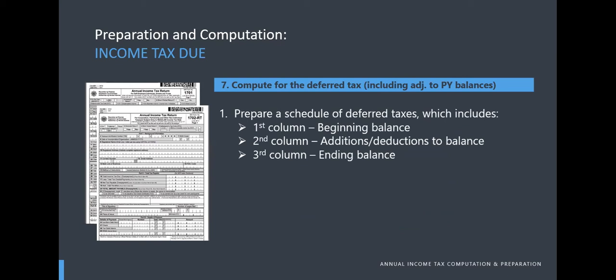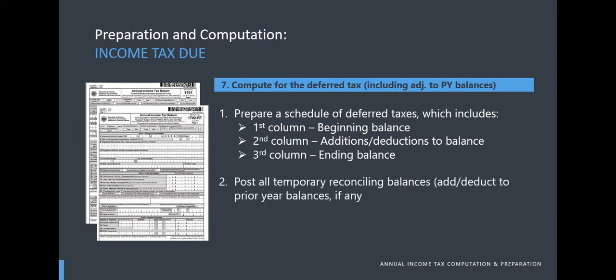So for you to determine the balance of the deferred tax asset and deferred tax liability, by the way, the deferred tax asset and deferred tax liability must be reported on the face of the financial statements. So to determine the balances, you need to prepare a schedule of deferred taxes, which includes the beginning balance, the additions and deductions to the balances, and the ending balance.